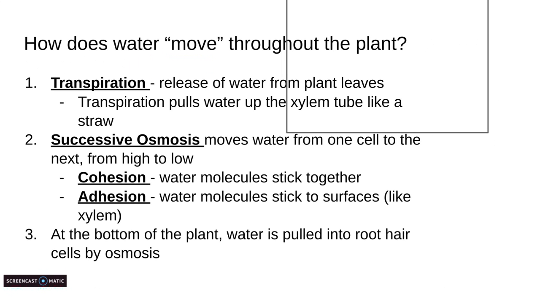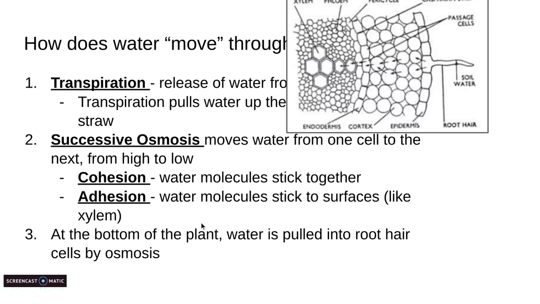So last but not least, we're going to talk about the third thing here. At the bottom of the plant, water is pulled into the root hair cells. We'll talk about the different layers of the root, but basically we know that transpiration, the evaporation from the leaf, is driving, pulling that water up, okay? And then eventually, as it's being pulled up, some has to come in and enter the root hairs. So it's pulled into the root hairs. So we can see here, here's a root hair. There's lots of layers. We're going to talk about these layers in a second.